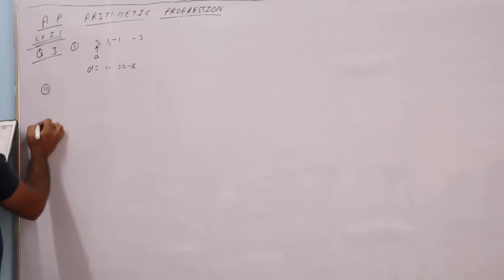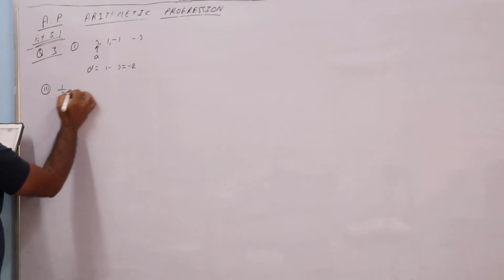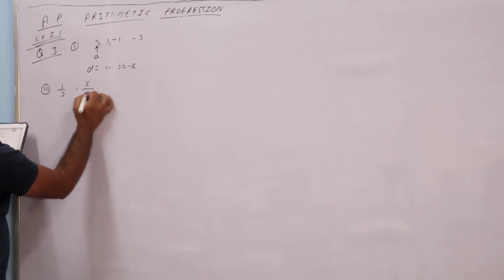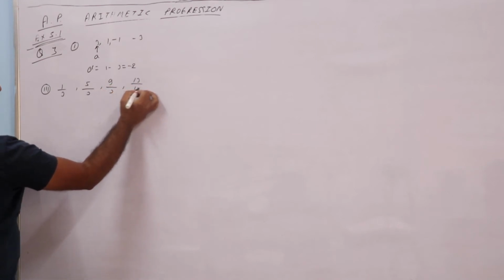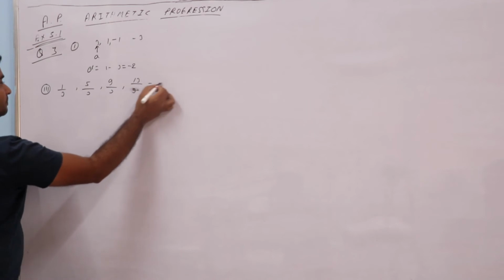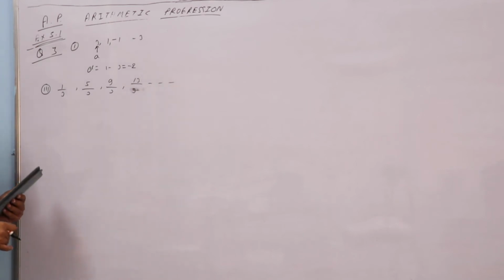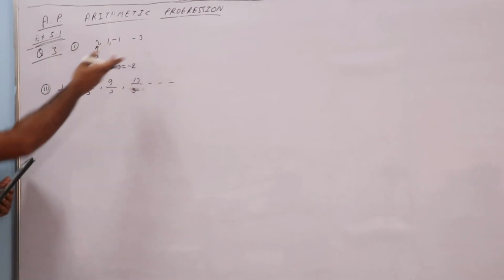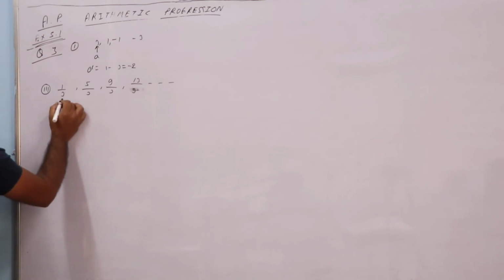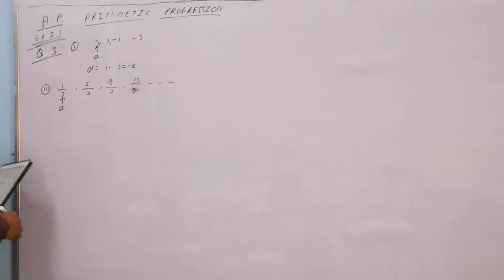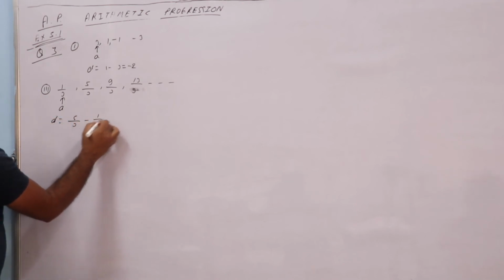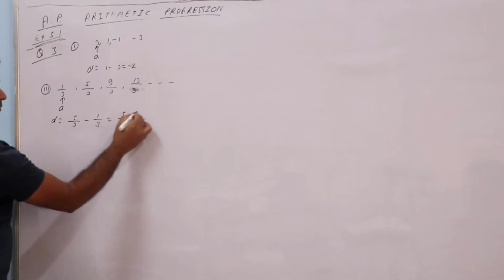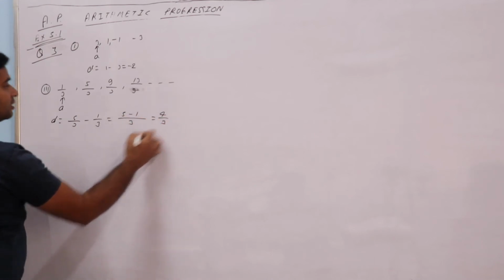The third I am doing: 1 by 3, 5 by 3, 9 by 3, 13 by 3, and so on. Question 2 is just simple like this, so I have not done it. So this is your first term. Now d will be 5 by 3 minus 1 by 3. LCM is 3. 5 minus 1 is equal to 4 by 3.